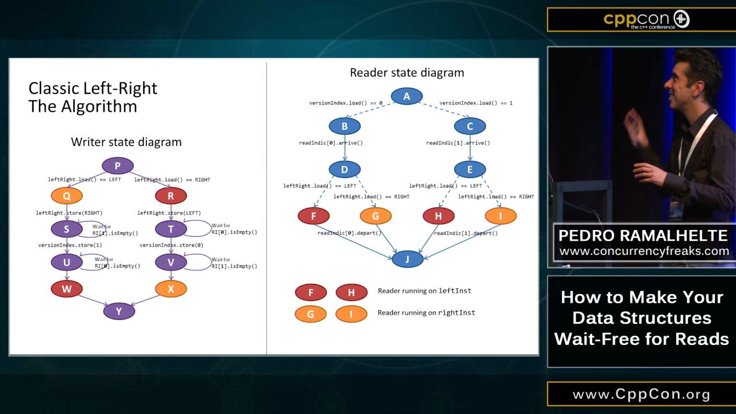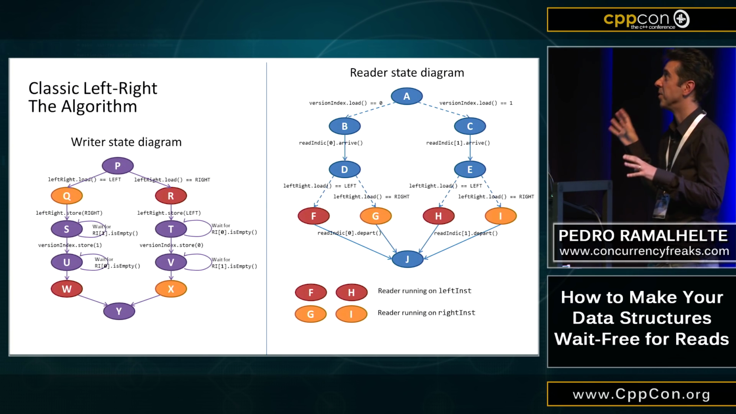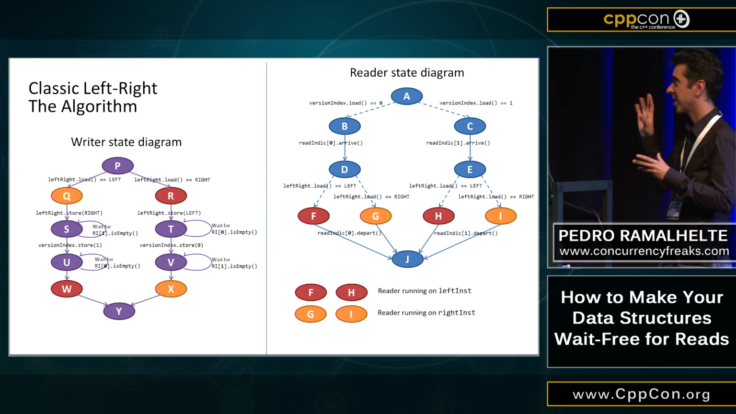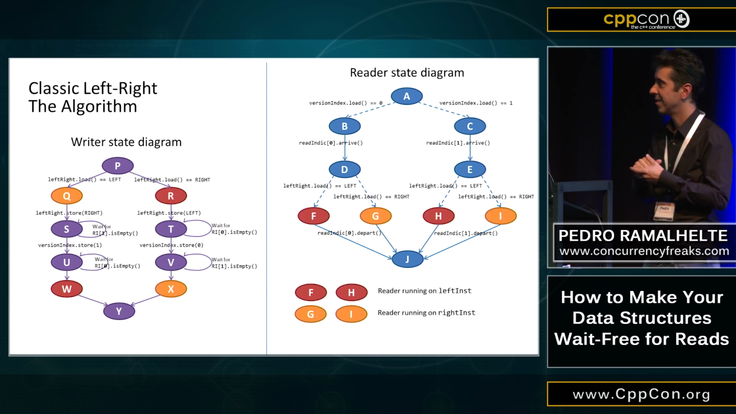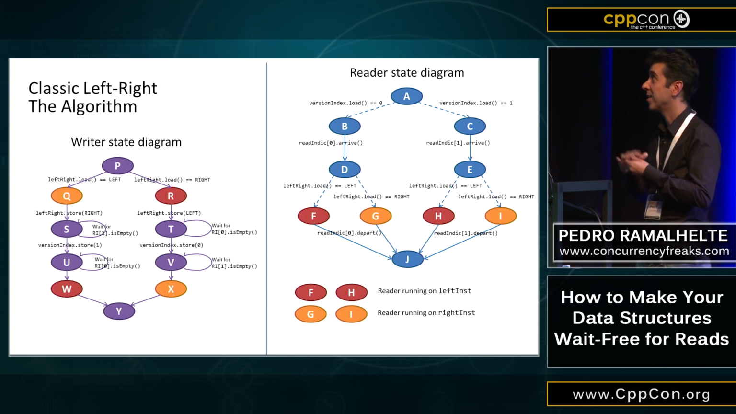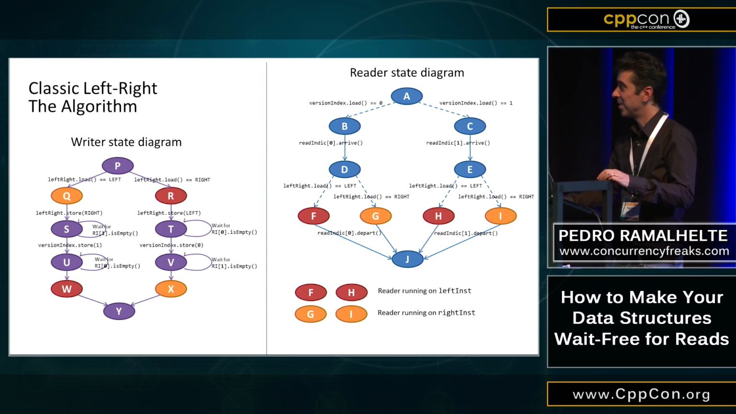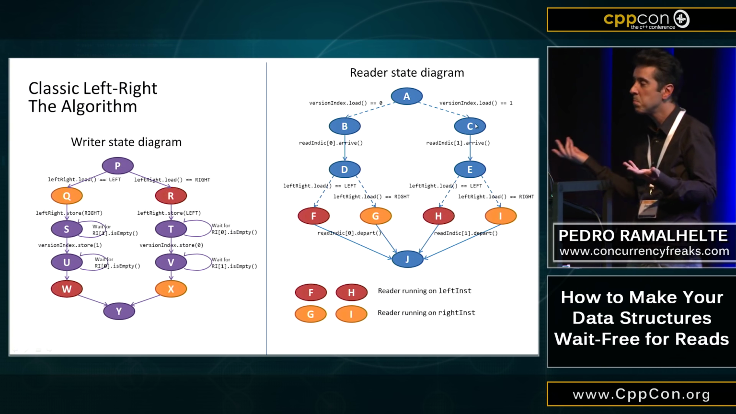Okay, so how do we know if it's correct and how it works? So this is the state machine for the writer and the reader. It may look complex, but it's not compared to most synchronization mechanisms. This is really simple, actually. Now, the thing about the reader state machine is, for example, you're doing a transition. If the version index is 0, you transition from A to B, but if it's 1, you transition from A to C.